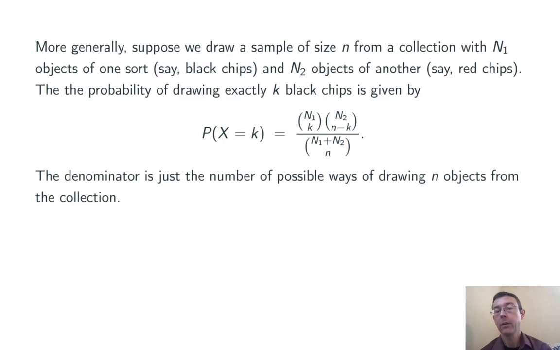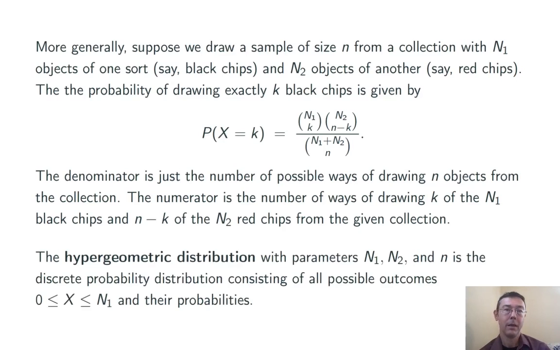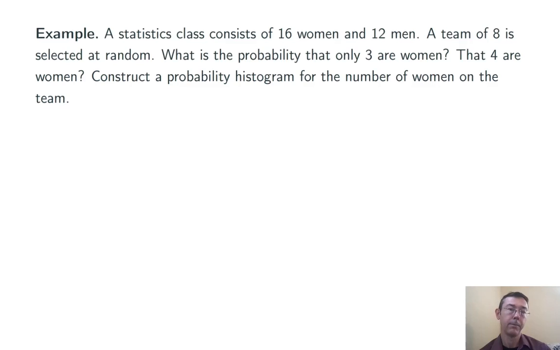The denominator here is just the total number of ways that n objects can be drawn from the collection, because there's n1 plus n2 total objects in the collection. The numerator is the number of ways that you can select k of the first kind of objects, and then the rest, n minus k, of the second kind of object. The hypergeometric distribution with parameters n1, n2, and n is the discrete probability distribution consisting of all the possible outcomes between 0 and n1 and their corresponding probabilities.